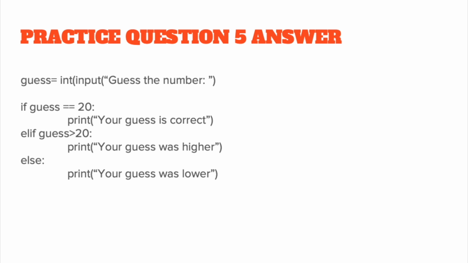And you can probably have a different set of combinations of these. You might have checked greater than first or less than first, and then output your guess is correct. Whichever method you used, you should have this type of structure.